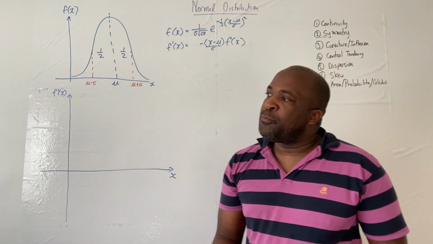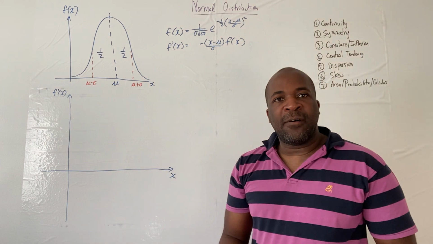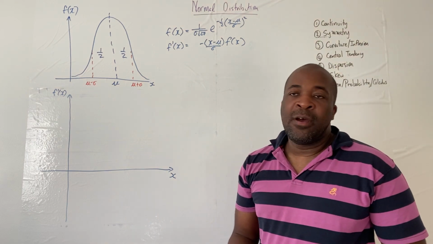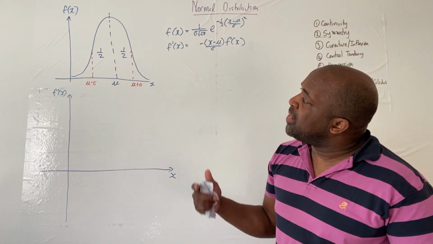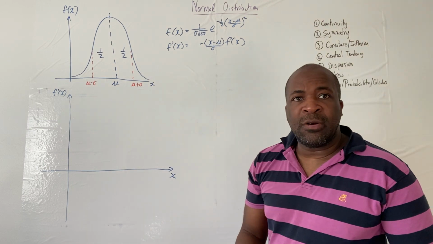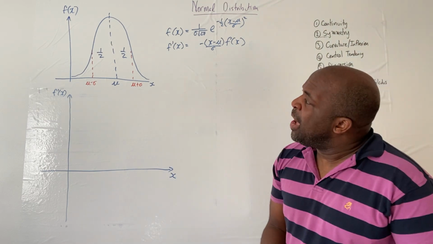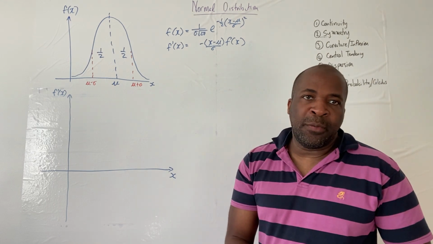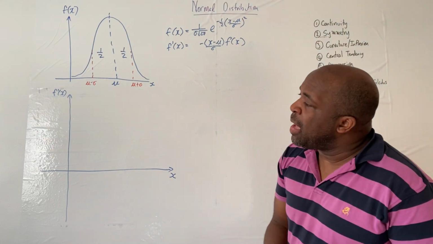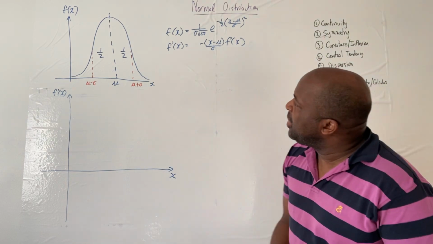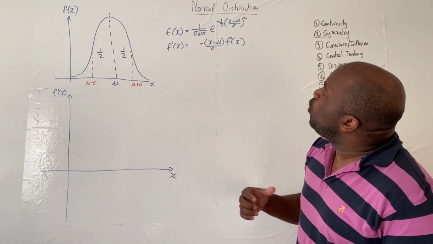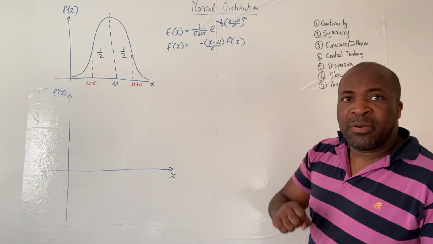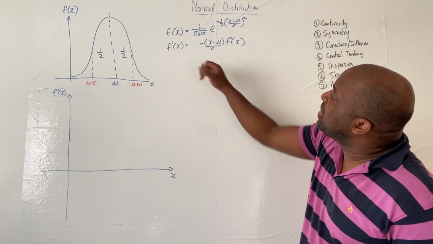So this video will present the graph of the first derivative function, or f dash x, of the normal distribution function f of x. Again, this is an opportunity to connect the pure module with the applied module in a rich fashion. So what we want to recognize is, based upon the previous video, the result for f dash x.